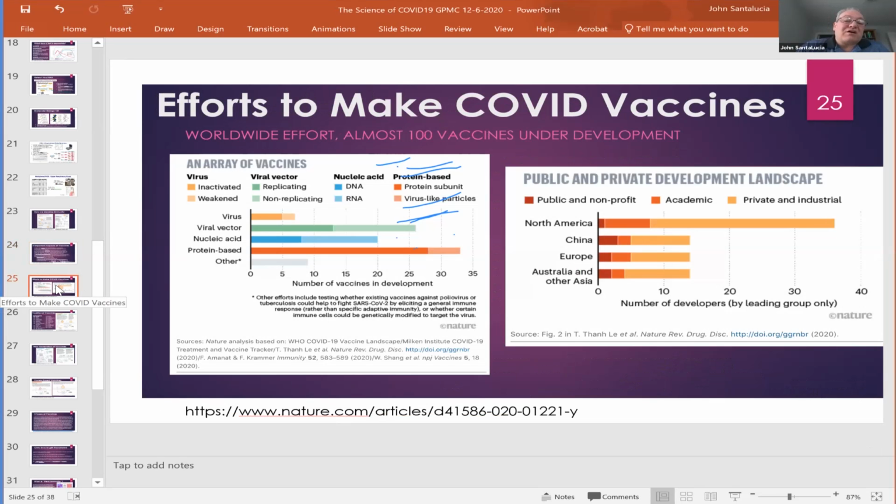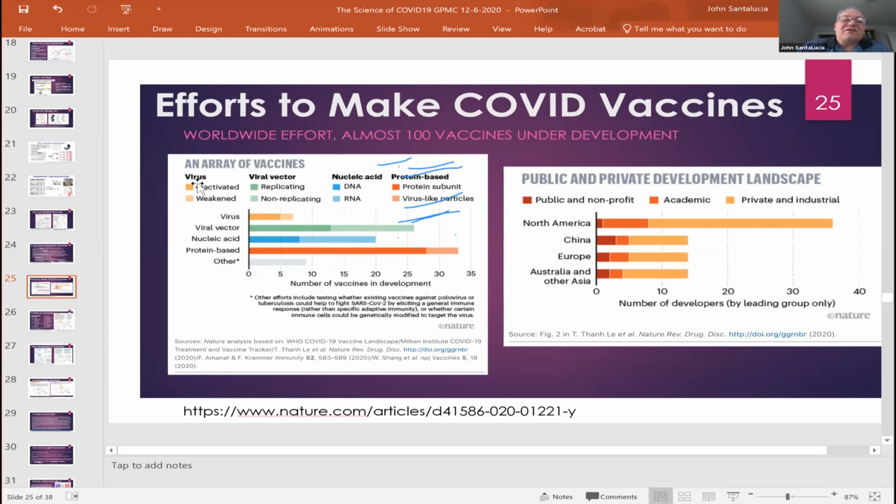All right, now there have been huge efforts worldwide to make vaccines for COVID-19. To date, there are almost 100 vaccines under development at various stages. This graph is showing you the different types of vaccines being pursued. The first two are virus type vaccines that use either a weakened virus or an inactivated virus. These are similar to traditional vaccines, for example for polio, where you have the inactivated virus with the Salk vaccine, or the weakened virus with the oral Sabin vaccine. Those are traditional viral vaccines.